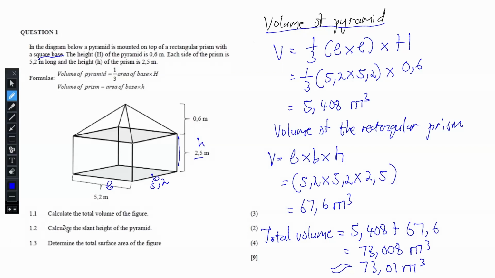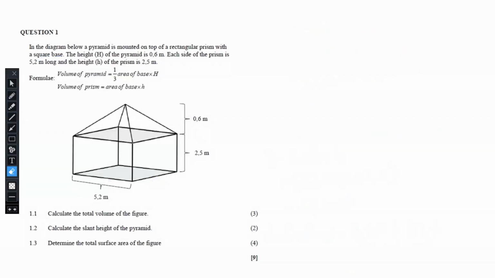Okay, then 1.2 says calculate the slant height of the pyramid. So already we've been doing that a couple of times now. We know what to do. So if we are to calculate the slant height, then we must extract the triangle out there to say that we do understand that our perpendicular height will be 0.6, and then we'll have the base of the rectangle there, and then the slant height is this.